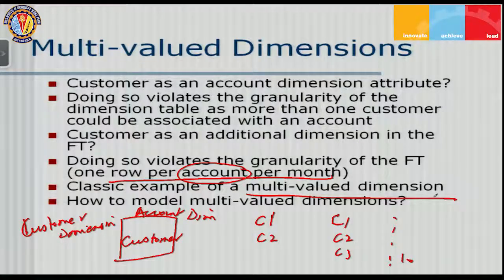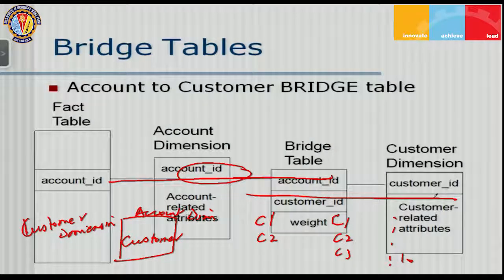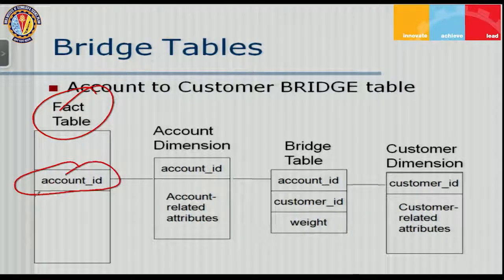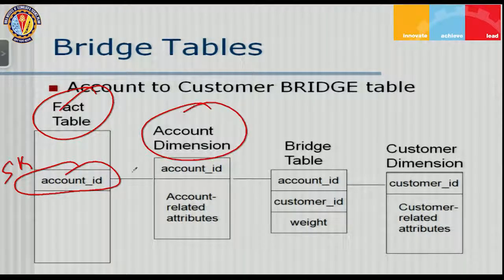So how do we model this particular situation? So let us see what we do. So the solution to this is what is called a bridge table, right? So what we do is, so this is my fact table. Okay, so you can see there's an account ID, there's a surrogate key for account, okay, and there's this account dimension which is directly talking to this, right? And there are attributes, so let us not talk about those attributes at this point of time.